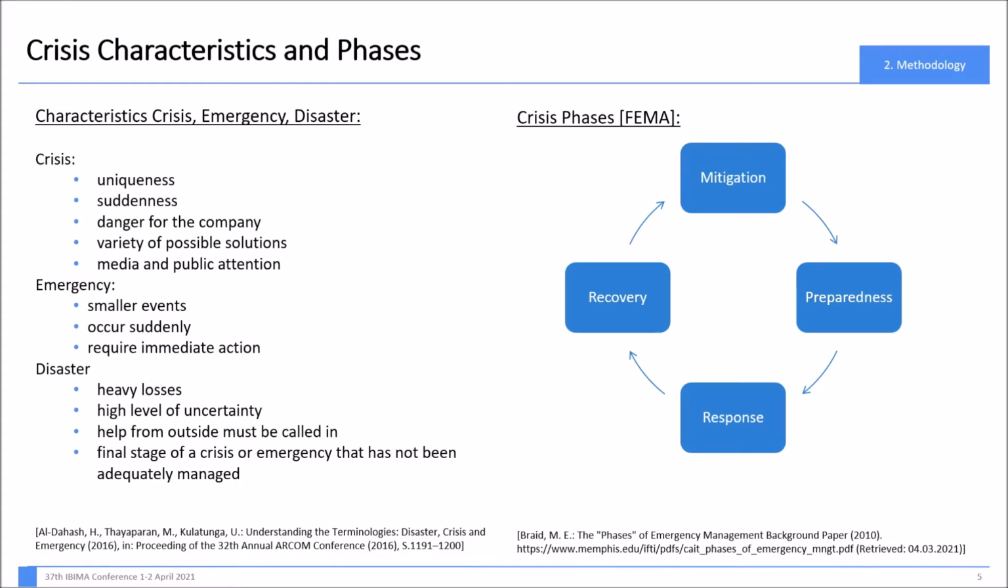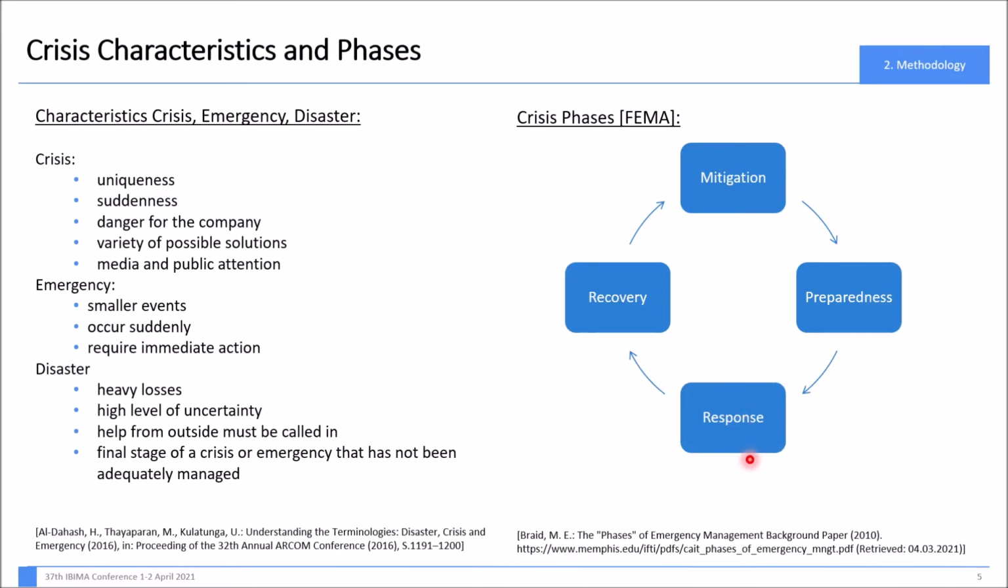Crisis management, on the right side of the presentation, can be divided into 4 phases according to one of the most common and widely used accepted models. First, we have mitigation. These are activities that reduce the risk and mitigate negative effects or consequences. Preparedness are activities to develop procedures, processes, and instruments to identify crisis at an early stage.